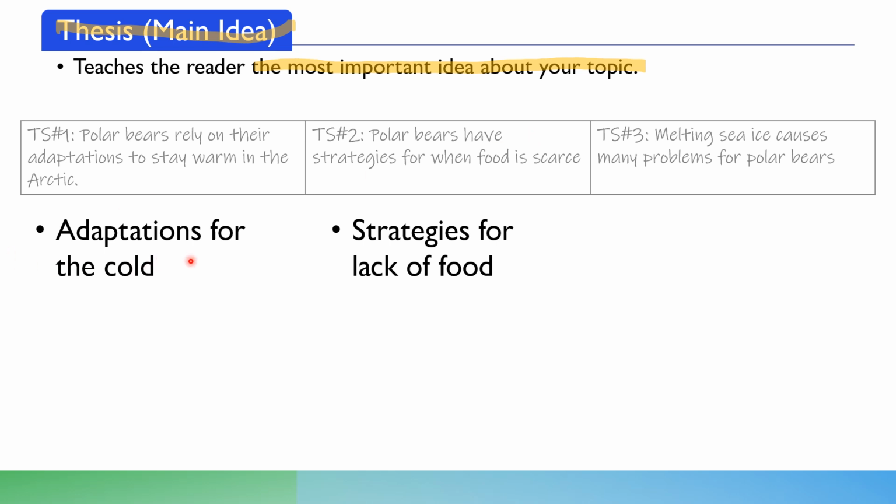So they have ways to deal with the cold, ways to deal with lack of food, and let's look at topic sentence number 3. Melting sea ice causes many problems for polar bears. Oh, I get it. It's about how they need sea ice to survive. Okay, so I've got cold adaptations, lack of food because they're in the Arctic, sea ice to survive, and I try to say, what's the big idea? What am I really trying to get my reader to understand?